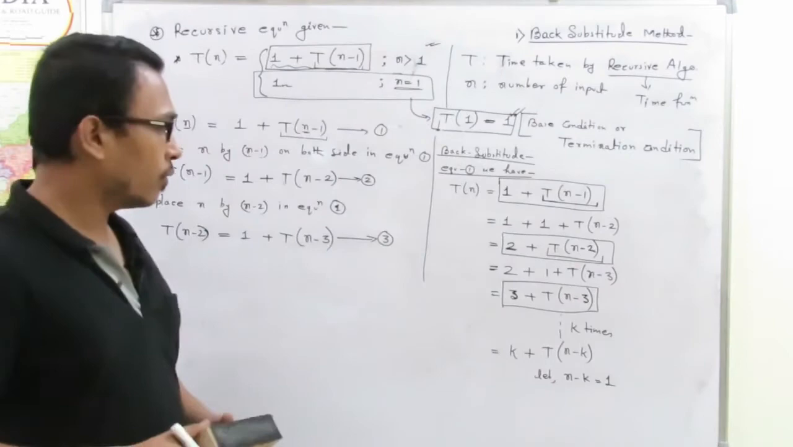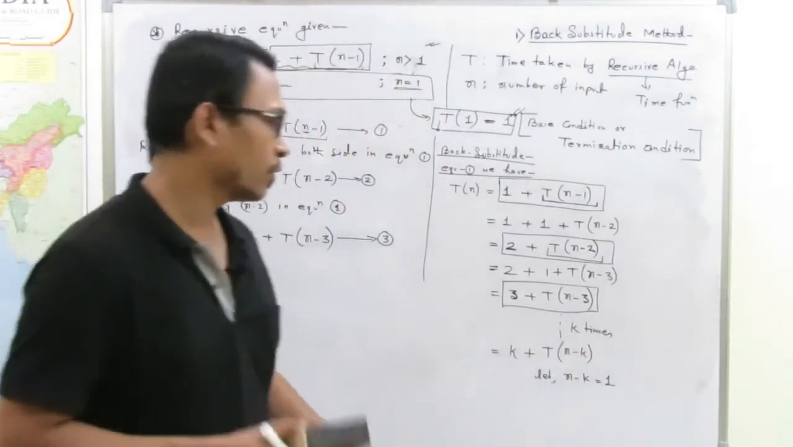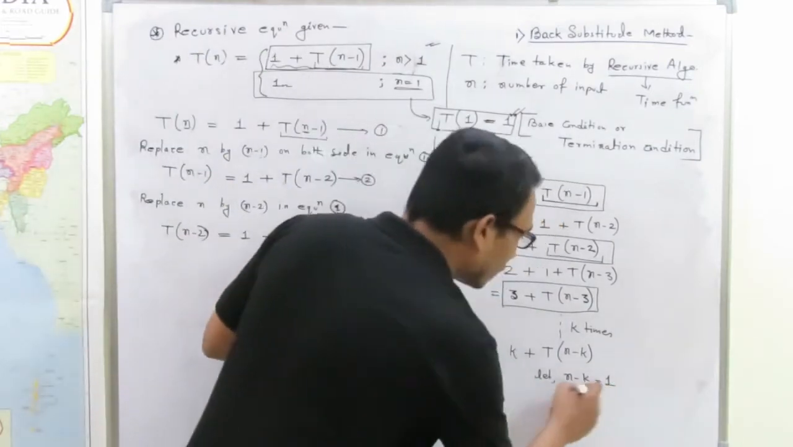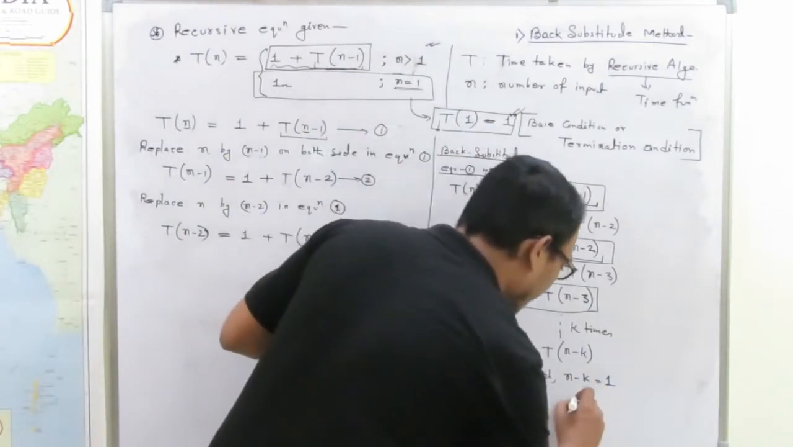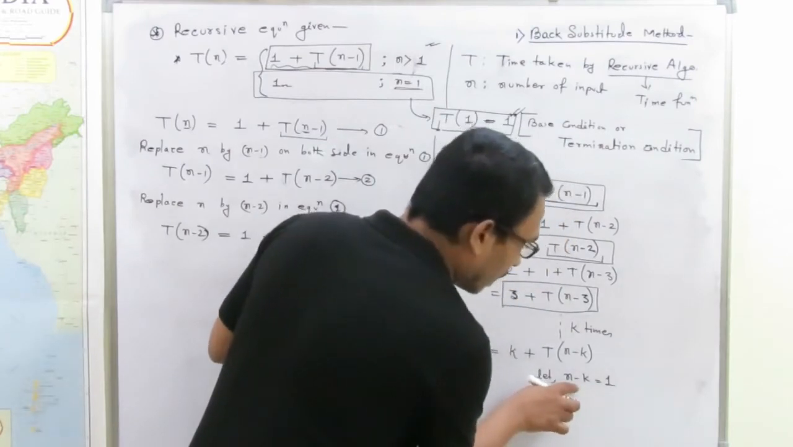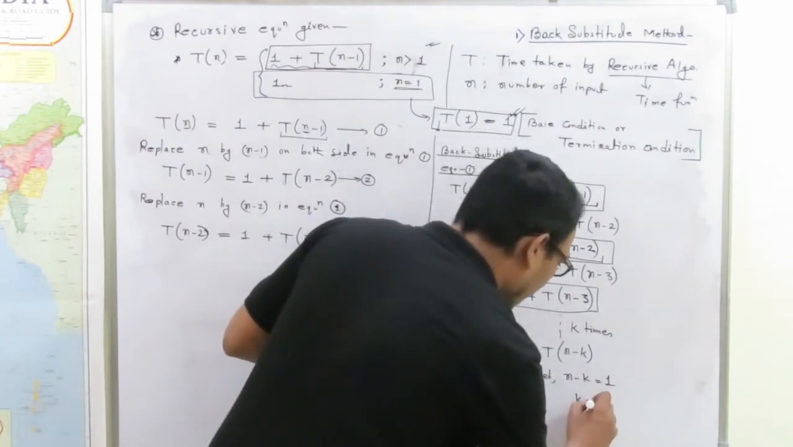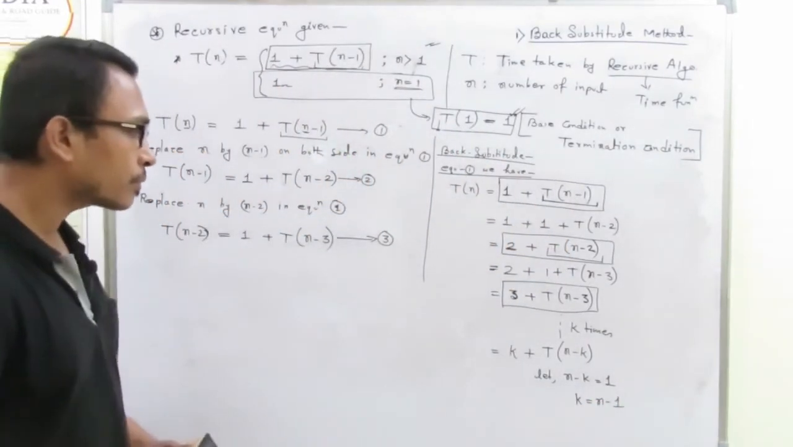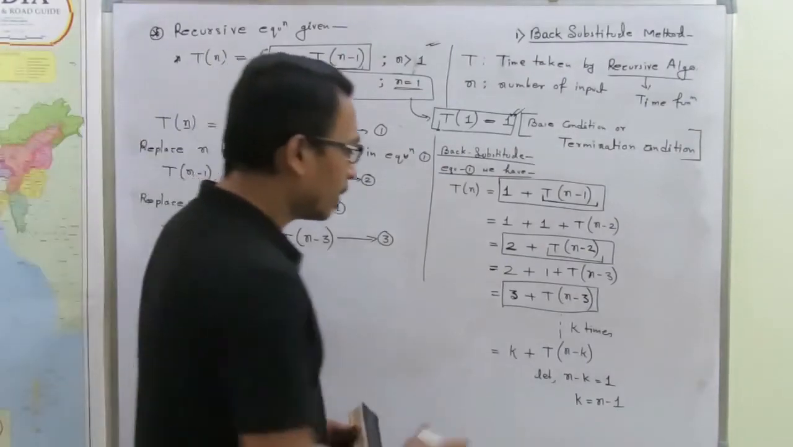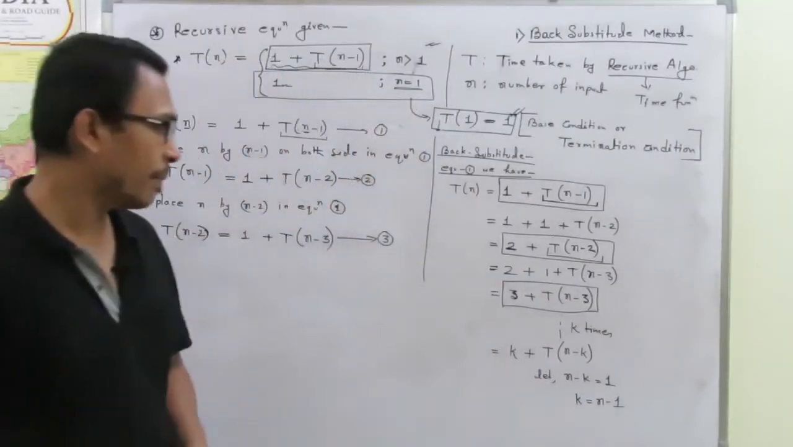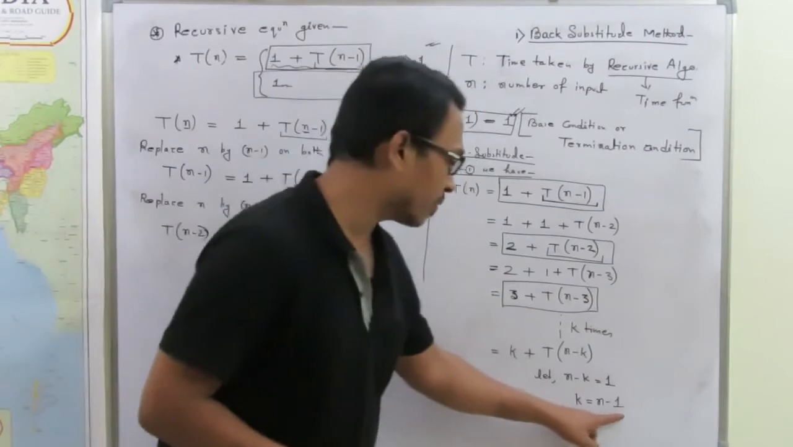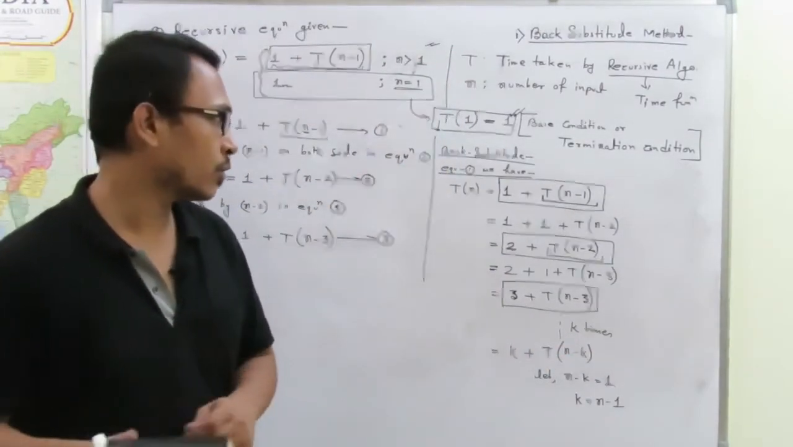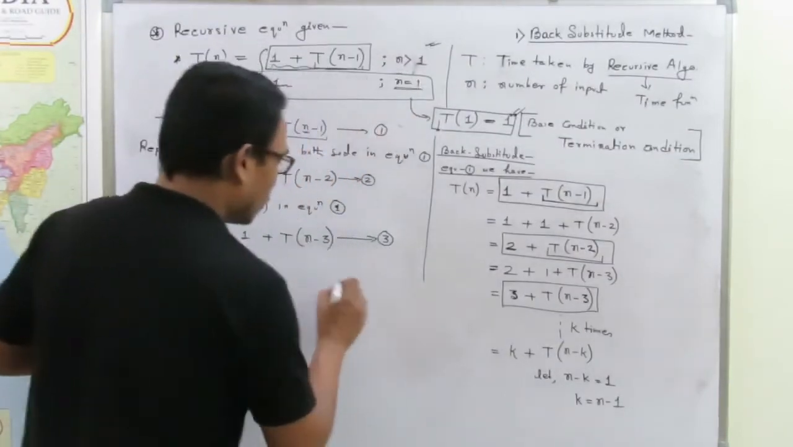Now we don't know the term k, so we need to find the value of k. Using this relation we will find the value of k. So what will be the value of k here? k will be n minus 1. Clear? Now in this definition we will replace k by n minus 1. Let's see what happened. So let's come here.